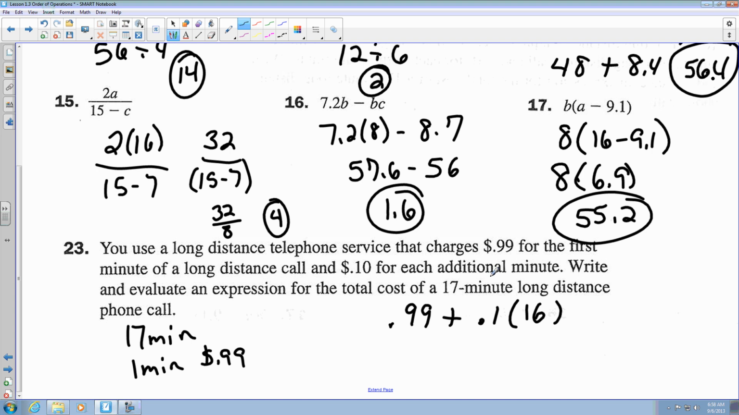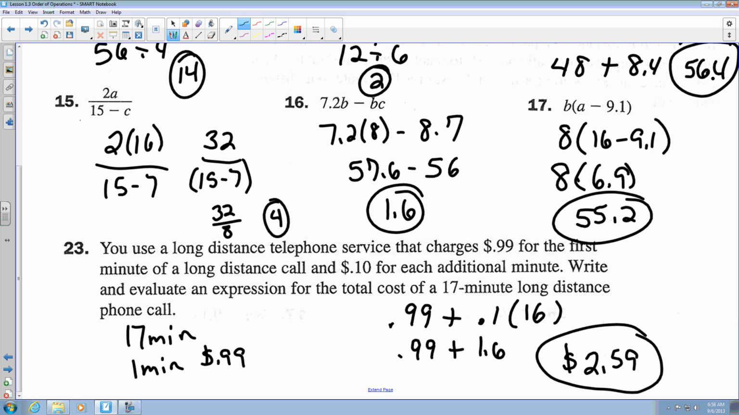So now I'm going to use order of operation. 0.99 plus, and then 0.1 times 16 would be 1.6. Now I add those together and I get 2.59. And since this deals with money, I label it as dollars. So $2.59. And that is being able to use order of operation.